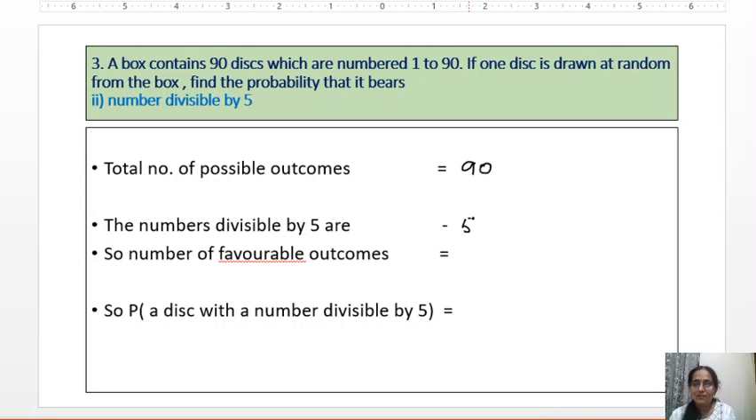Let me write the multiples of 5: 5, 10, 15, it goes on till 90. 90 is also divisible by 5. So how many multiples are there between 1 to 90? It is 18 multiples between 1 to 90.